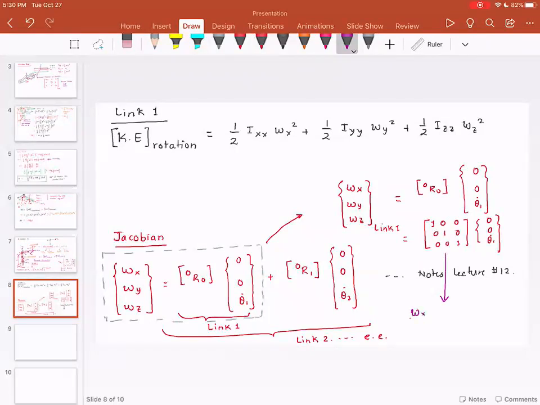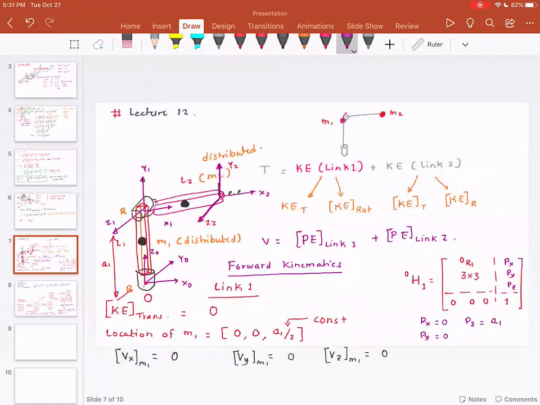When you perform this calculation, the answer is omega x for link 1 is equal to 0, omega y for link 1 is equal to 0, and omega z for link 1 is equal to theta 1 dot. Now, let's see if it makes sense. If you look at the rotation of this link, it is about this axis. So this is theta 1 dot.